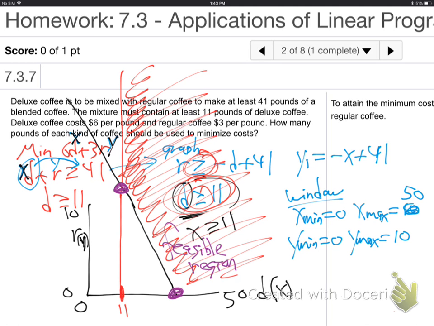They want D plus R at least 41. They want D at least 11. Well, anything in the shaded region makes both those A-OK. It's all feasible. But for our best answer, we don't just want anything that's okay. What do we want? We want minimum cost. Well, that's going to occur at one of the corners.